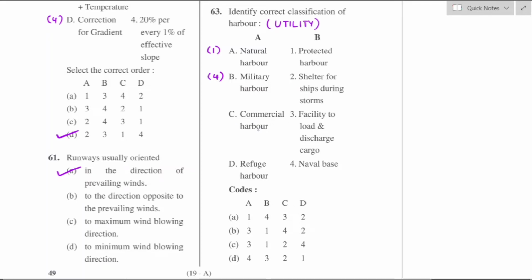Statement C, commercial harbor. Commercial harbors are those which provide the facility to load and discharge cargoes. So for statement C, it is 3. Statement D, refuge harbor. Refuge harbors provide shelter for ships during storms and provide accommodation, so they are used for providing good anchorage, safety and access from the sea. So for statement D, it is 2. The correct code for the given statements is 1432. So option A is the right answer, 1432.